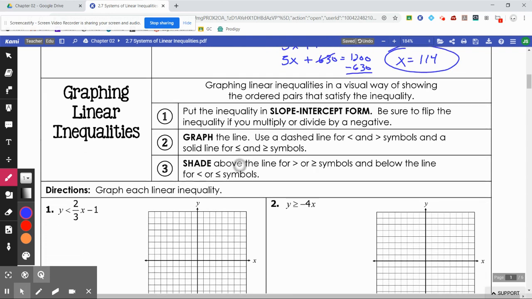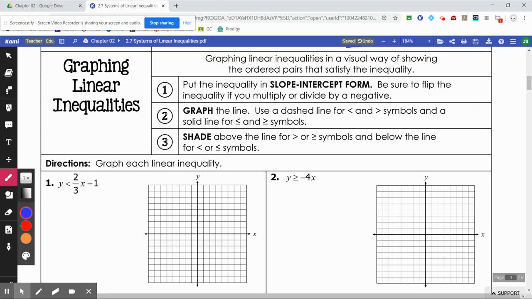Okay, next up, we're going to graph some linear inequalities. And if you're able to graph equations, graphing linear inequalities is actually going to be really simple. Here are your steps to graphing linear inequalities. Put the inequality in slope-intercept form. That's y equals mx plus b form.